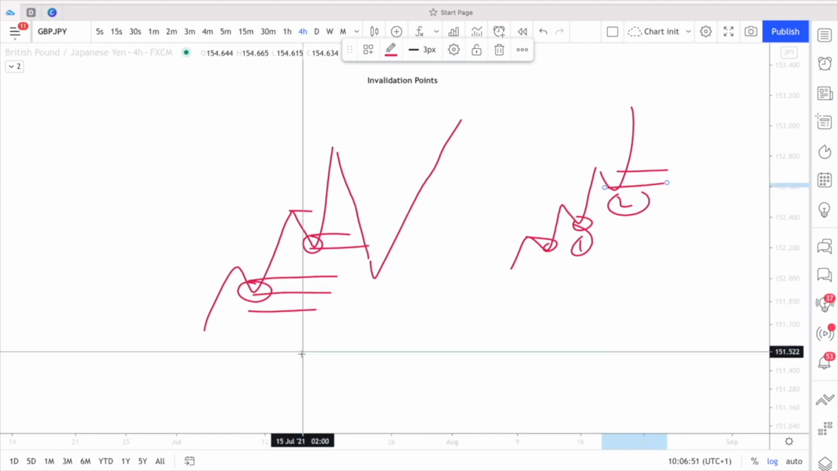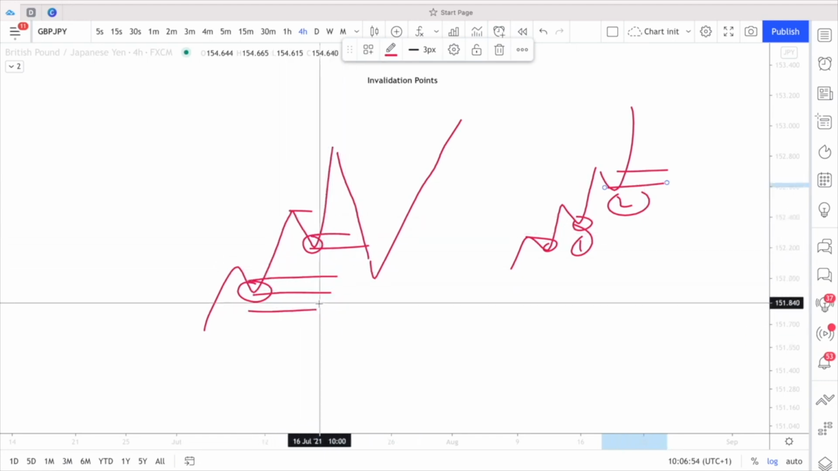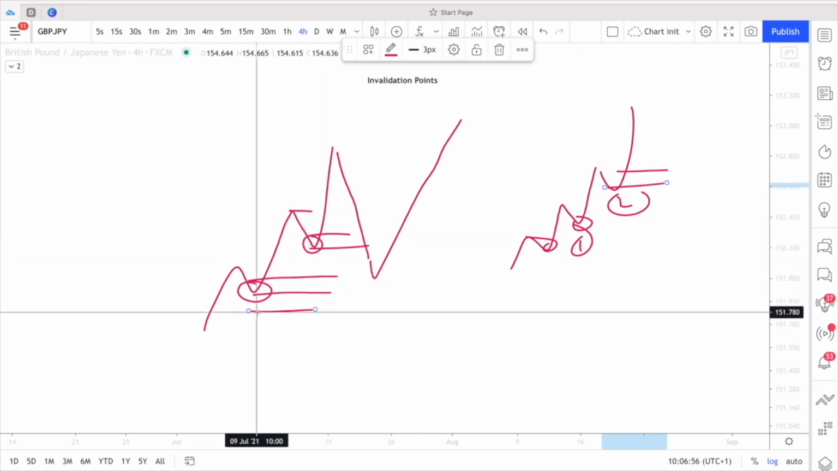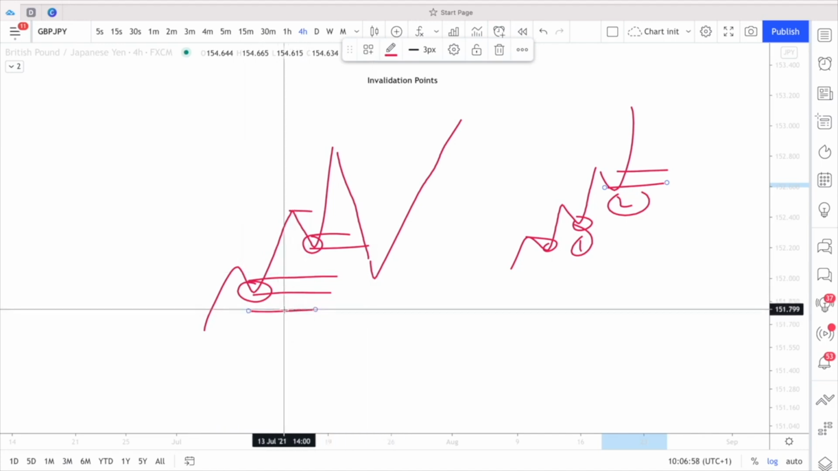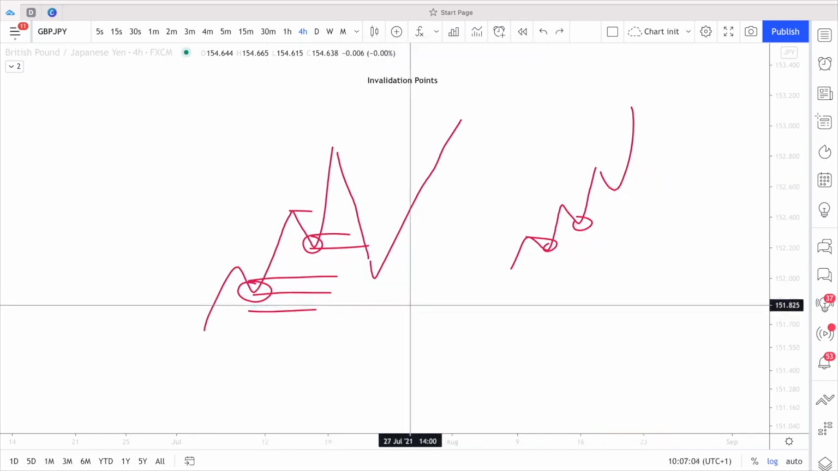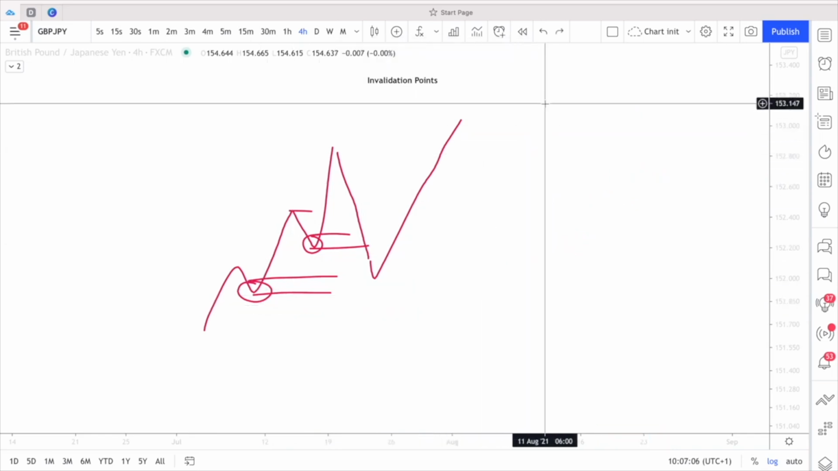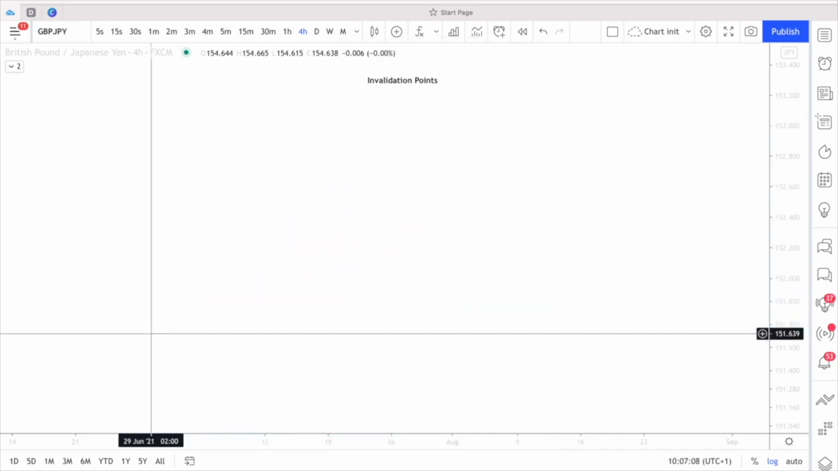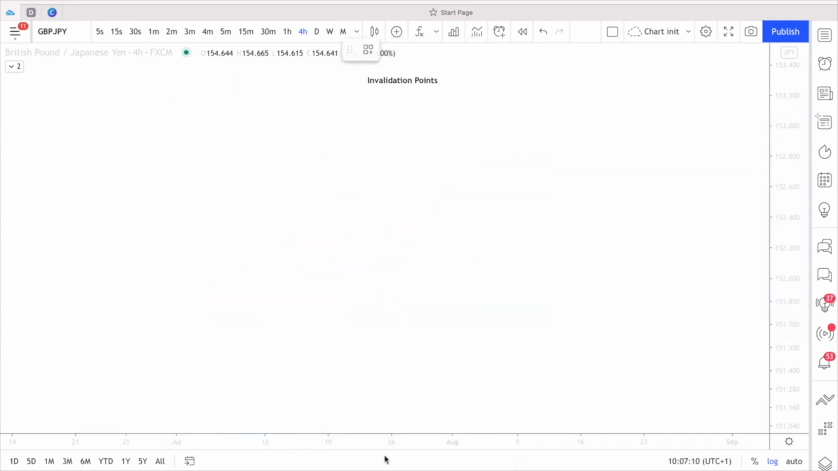So with this being said, we do have our main important invalidation being under the impulsive OB at that given time frame, at that given point. The other point of invalidation that we have is the mitigation point.